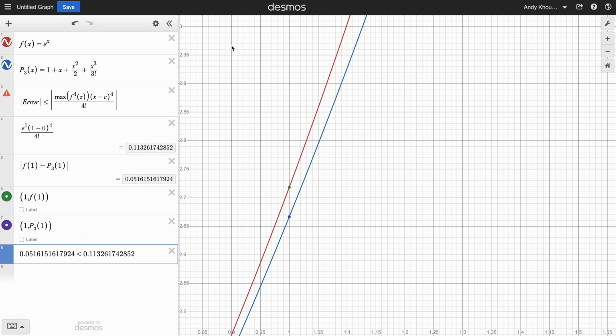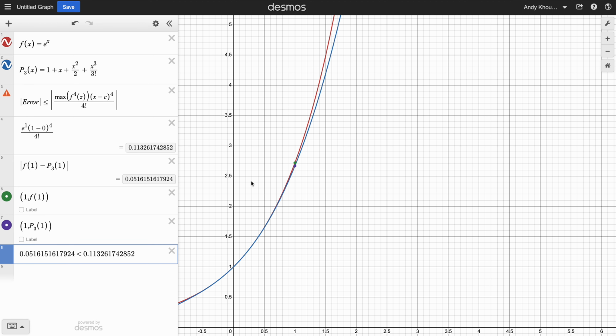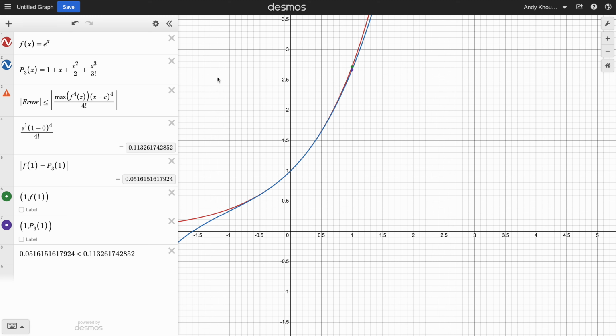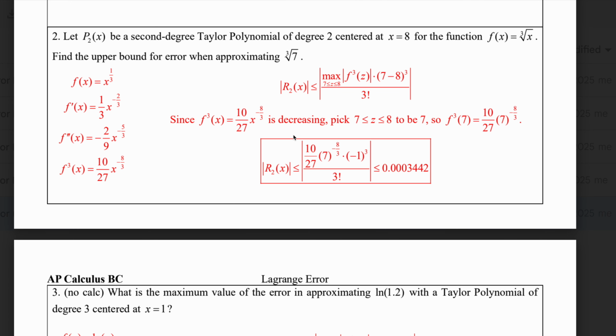Now, let's say hypothetically, once again, we aren't given something like e to the x, because obviously you won't get anything pretty like this, but you might get something like what we did on number 2 here, where we approximated the cube root of x. So what we're going to do here is do the same thing step by step again and see how this is going to be less than or equal to 0.003442, and then we'll actually figure out what the actual error is.